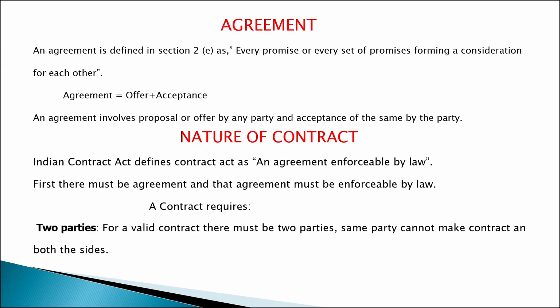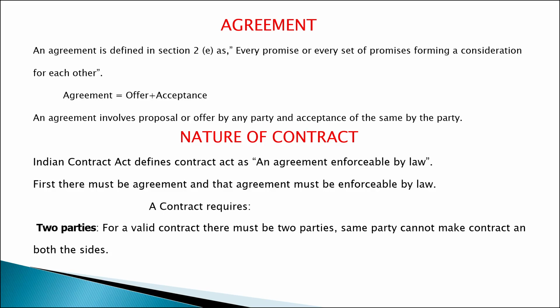Next is agreement. What is agreement? An agreement is defined in Section 2(e) as every promise or every set of promises forming consideration for each other. Agreement is equal to offer plus acceptance. So an agreement involves a proposal or offer by one party, and acceptance of the same by the other party.